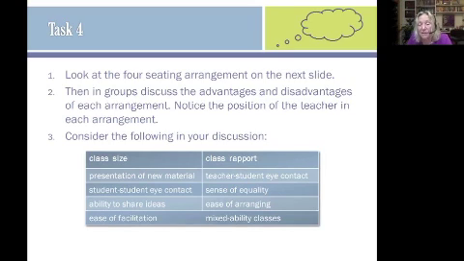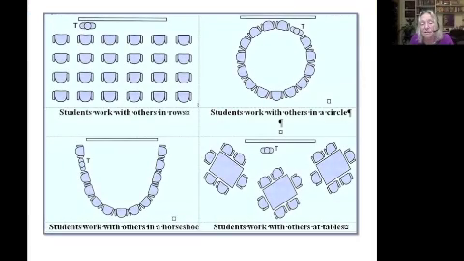This task says, let's look at the seating arrangements and let's see if we can find advantages and disadvantages of each arrangement. So let's look at these. So the one on the top left-hand side, students work with others in rows. That's the most traditional classroom format.